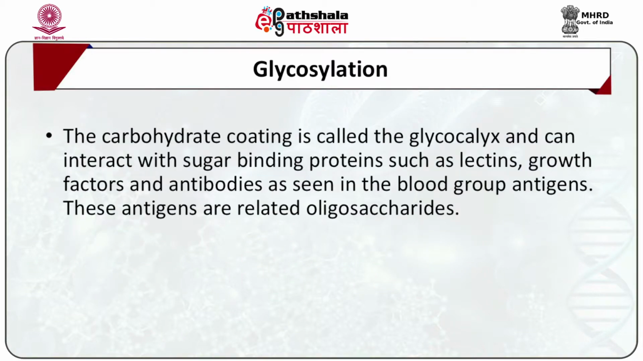The carbohydrate coating is called the glycocalyx and can interact with sugar binding proteins such as lectins, growth factors and antibodies as seen in the blood group antigens. These antigens are related oligosaccharides.